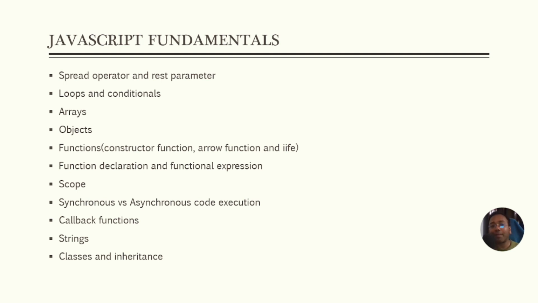Then comes scope. If you understand scope, then you can dive in greater detail and understand how exactly a variable behaves depending on the place where it is defined or declared. Then comes asynchronous and synchronous code execution. JavaScript is an asynchronous language, but you need to understand why it is called asynchronous. What exactly is synchronous code and how does it behave, and what exactly is asynchronous code and how does it behave? All that we will understand in greater depth.